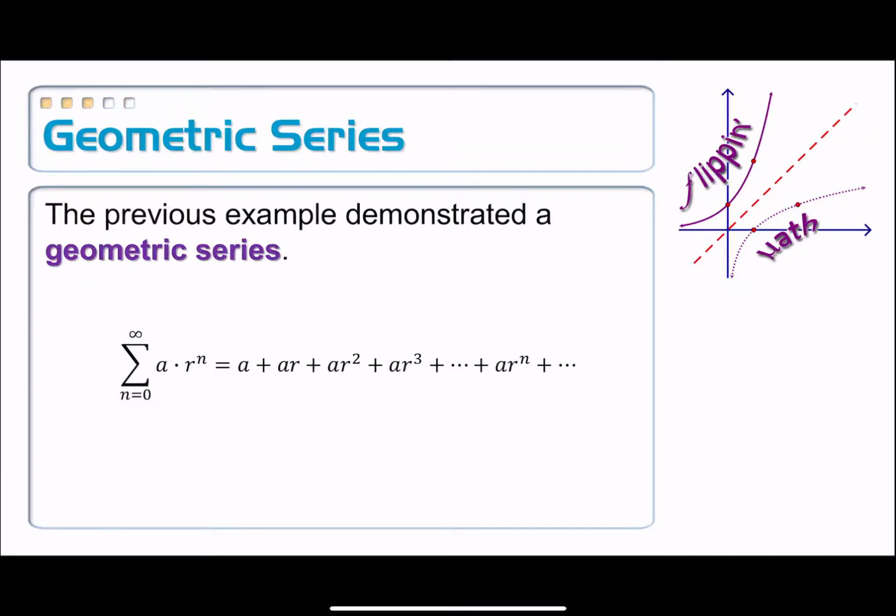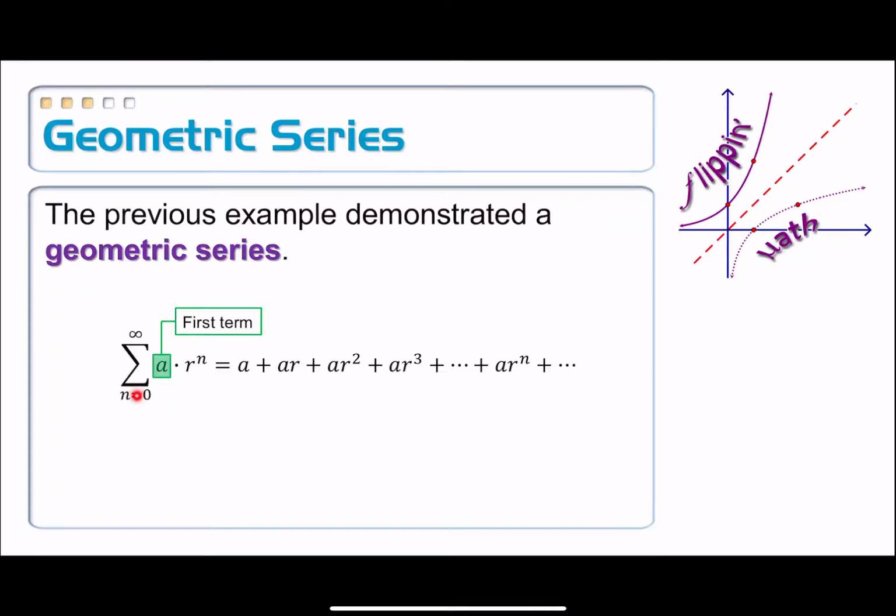So let's talk about the different parts of this. If I were to stick in 0, it'd be r to the 0 power, which is 1, times a. A is our first term. That number right there is in fact the first term. Now, it's only the first term when n starts at 0.